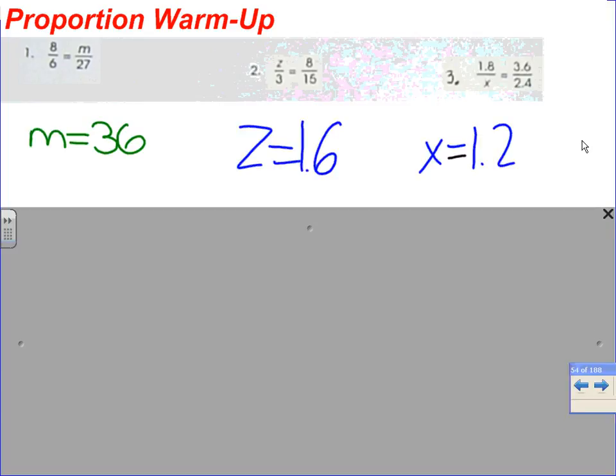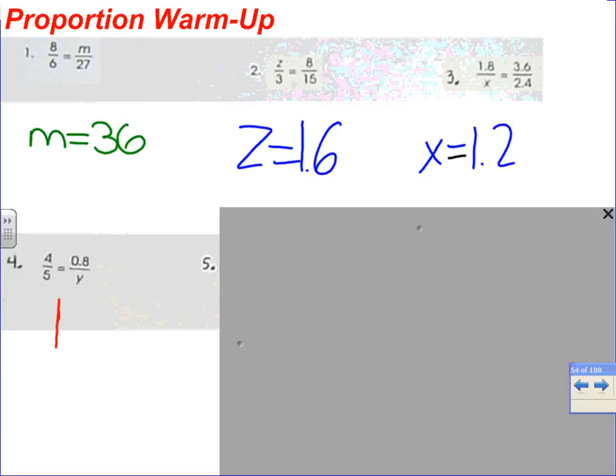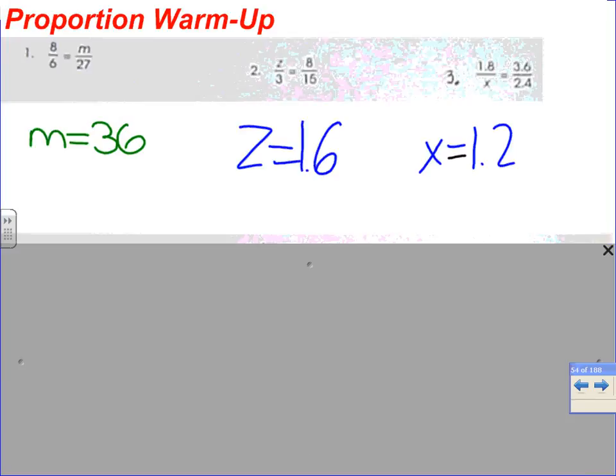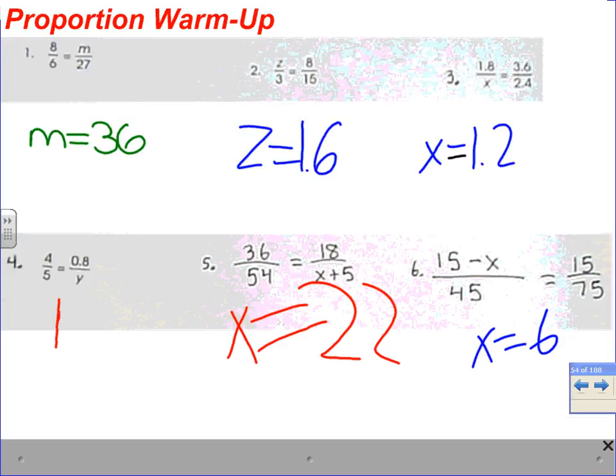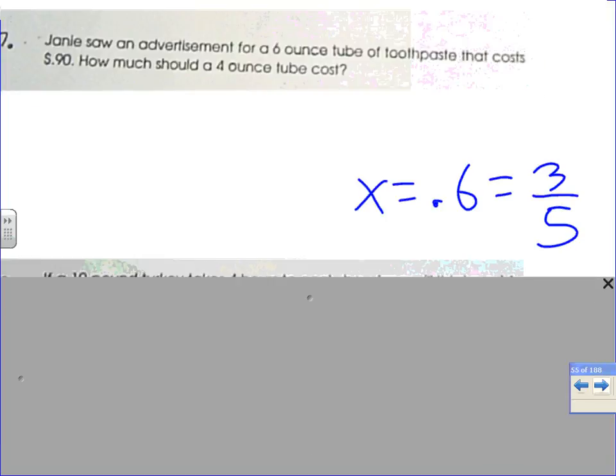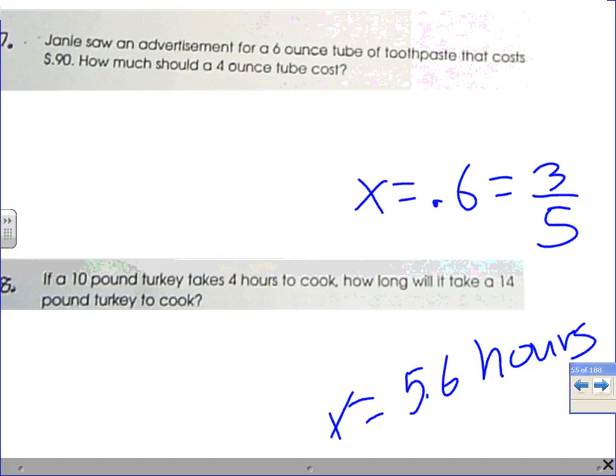Good. 1.2. Emma M, number 4. Good job. Number 5, Jeremy. Nope. Close, though. Donatus, number 5. Good. 22. Alyssa, number 6. Good job. Okay, number 7, Emma H. Good. 60 cents. Doug, number 8. Good. 5.6 or 28 over 5. Adam.